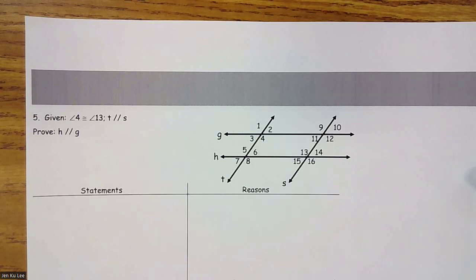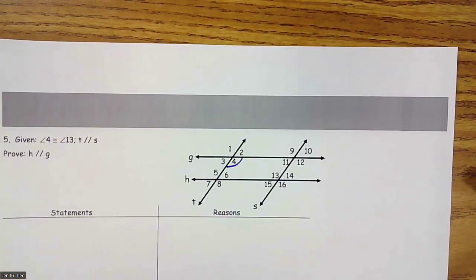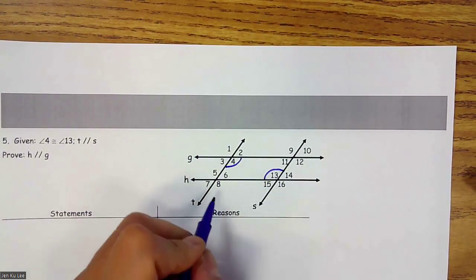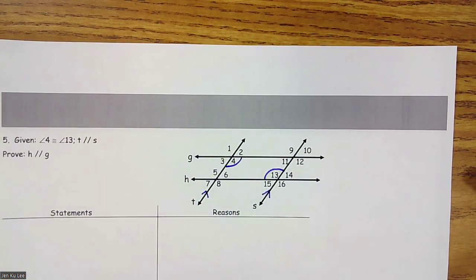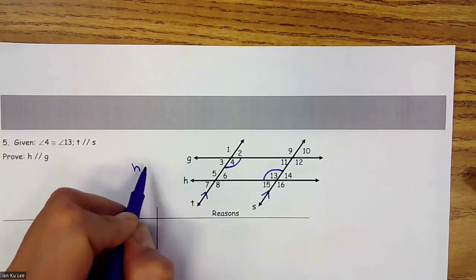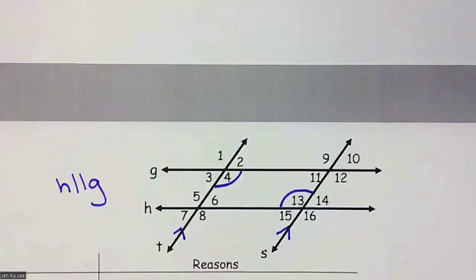This one is fun. I promise you. Okay? And this is where we'll end. Angle 4 is congruent to angle 13. Line T is parallel to line S. And we have to prove that line H is parallel to line G. Okay?